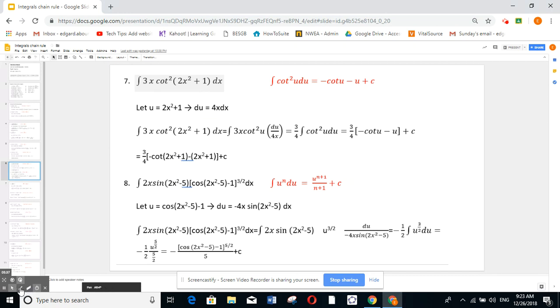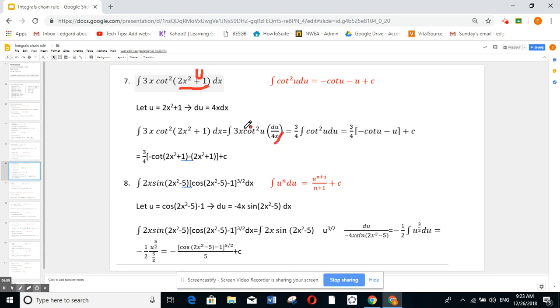Now, in number 7, you have this one. I cannot pick, as we said, cotangent to be u because the derivative of cotangent is minus cosecant square. I don't have minus cosecant square to cancel, so I pick this to be u. So the derivative of 2x squared plus 1 is 4x dx. So 3x times cotangent square u, and dx is du over 4x.